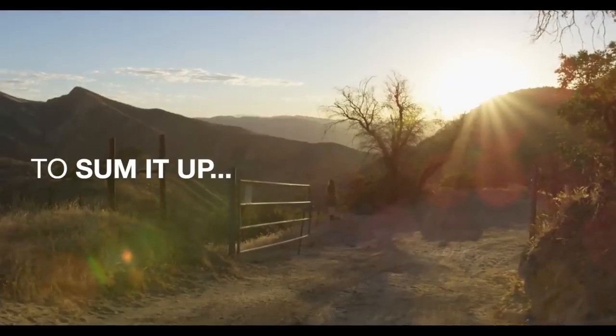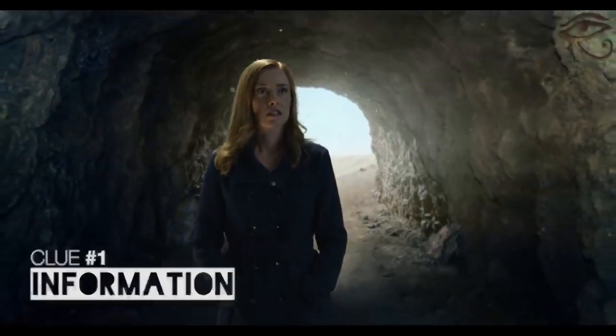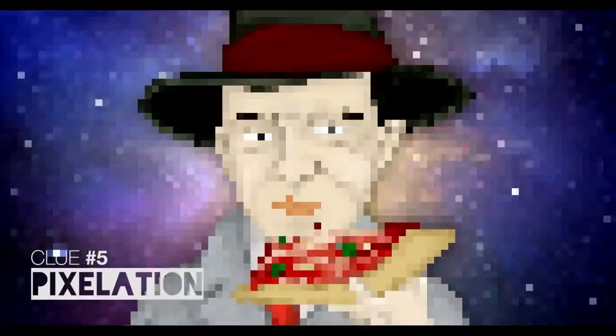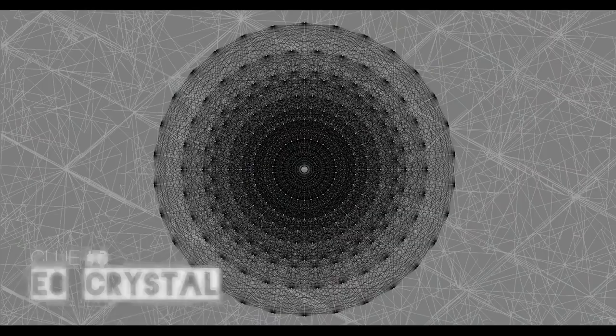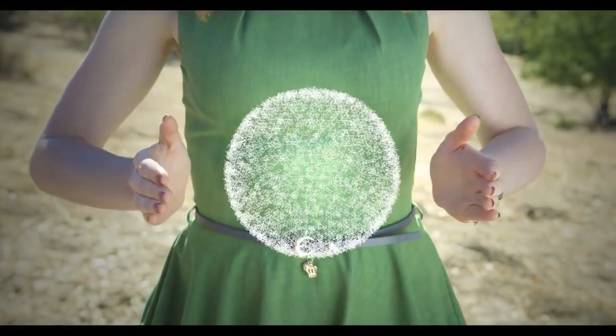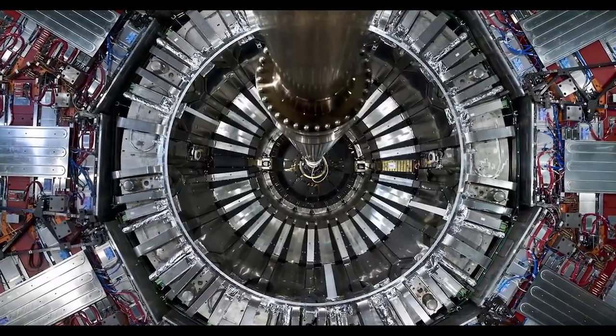literally, everywhere. So what would a theory of everything look like that answers these seven clues we just presented? Information, causality loops, non-determinism, consciousness, pixelation, E8 crystal, and the golden ratio. So we think reality is a mosaic-like code or language at the smallest scale of reality possible, which is called the Planck length. Particle accelerator data tells us that all particles and forces relate to one another according to a higher dimensional crystal called the E8 lattice.